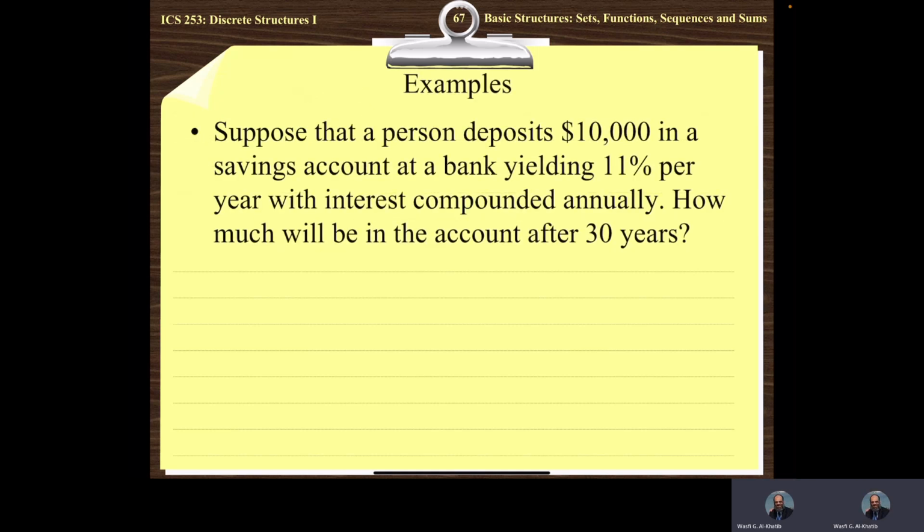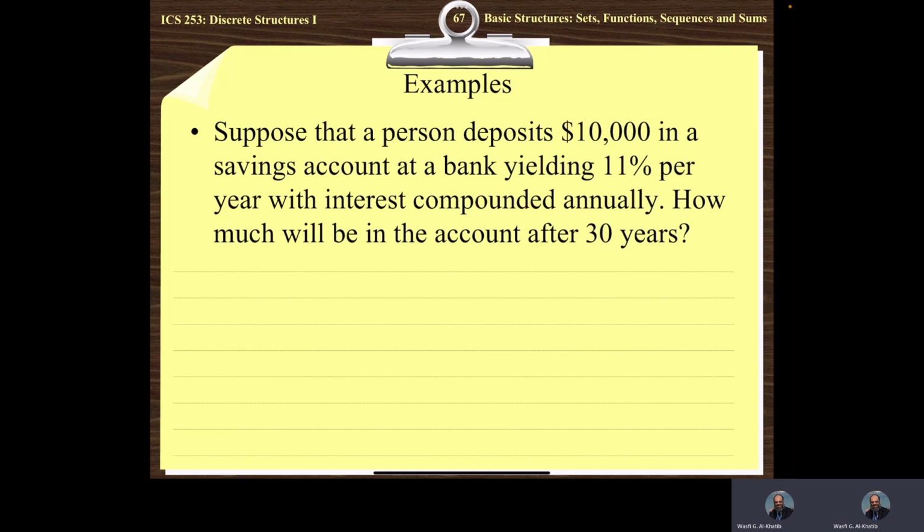Let us move on to teach you some haram stuff. Formulate some haram stuff. Suppose that a person deposits $10,000 in a savings account at a bank, yielding 11% per year, with interest compounded annually.